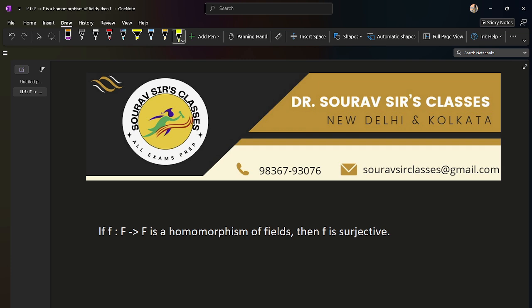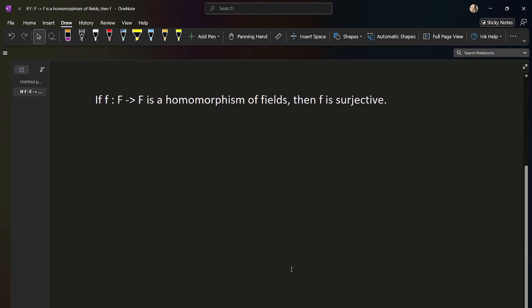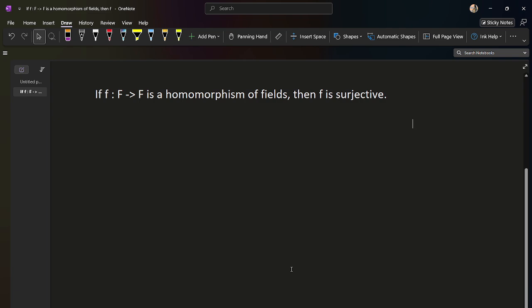Okay. So now we are going to solve a true false problem that appeared in our TIFR GS 2025 question paper. The statement is: if f is a function from F to F, a homomorphism of fields, then f is surjective. So we have to find whether any field homomorphism is surjective or not.